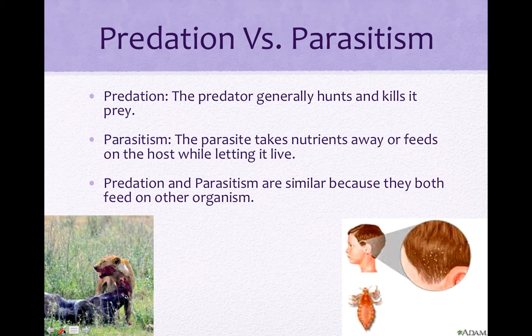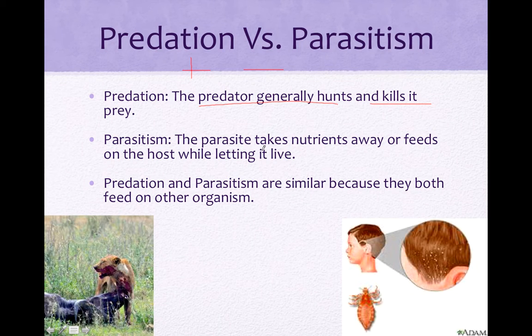There's a key difference between parasites and predation. Both of them are positive and negative, benefiting one organism and obviously hurting the other. But here are key differences, and you're going to write these down inside of your Venn diagram. Predation usually has a predator hunting and then killing its prey immediately.